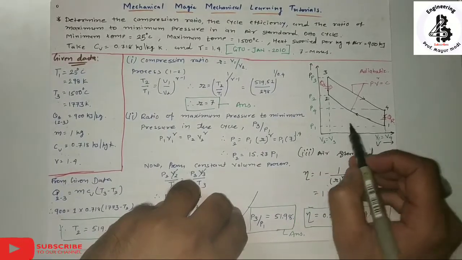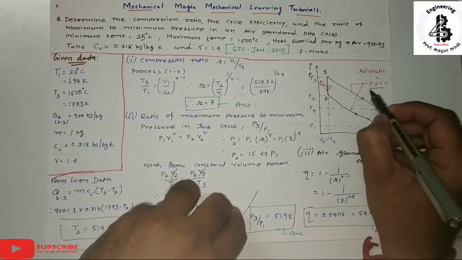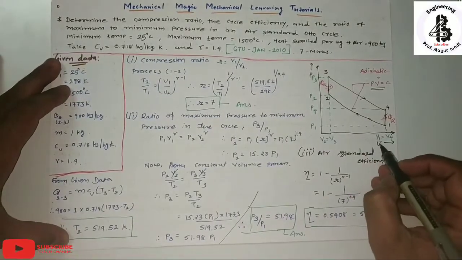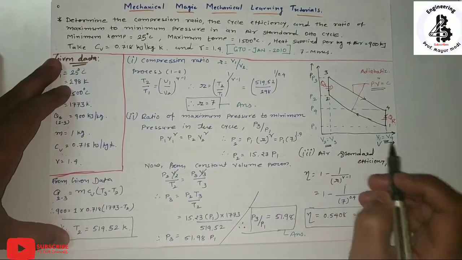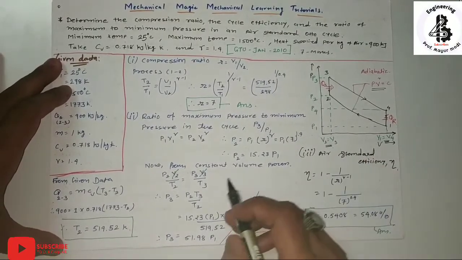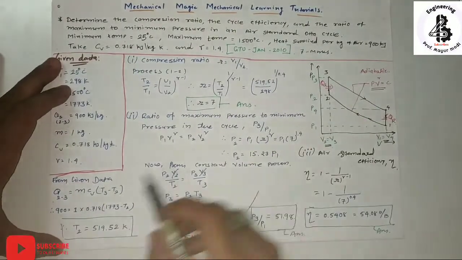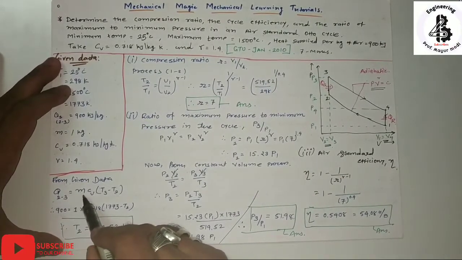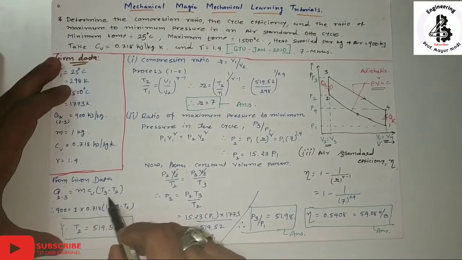From the PV diagram, 1 to 2 and 3 to 4 are adiabatic processes, so they follow PV raised to gamma equal to constant. Also from the PV diagram, V1 equals V4 and V2 equals V3. So let us start with the calculations. From the given data, Q supplied is in the 2 to 3 process, the constant volume process. So Q 2 to 3 is M CV into T3 minus T2.